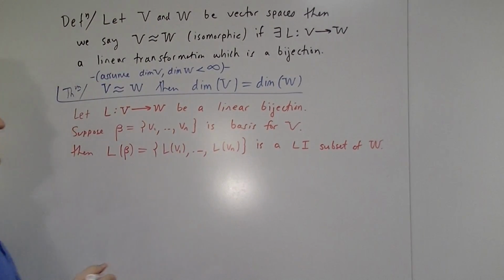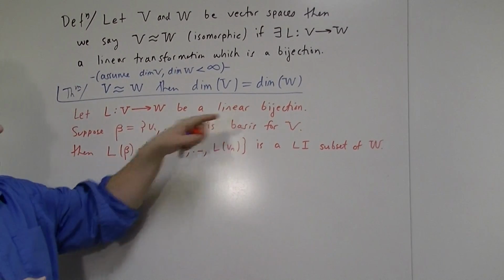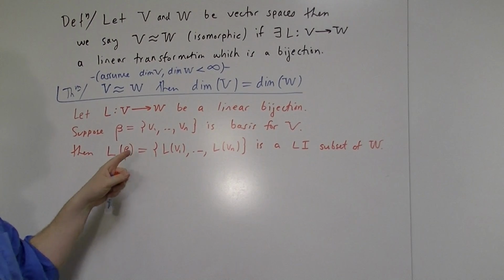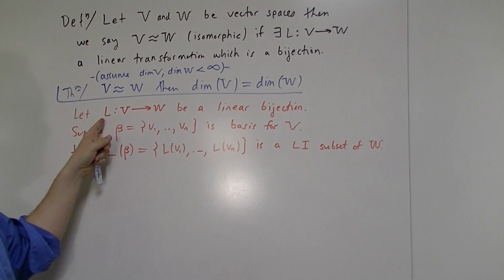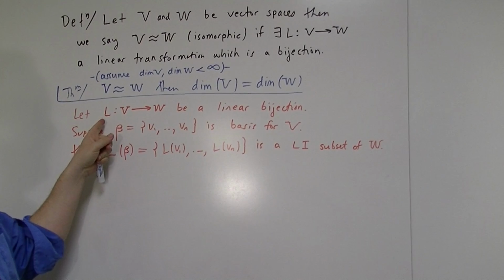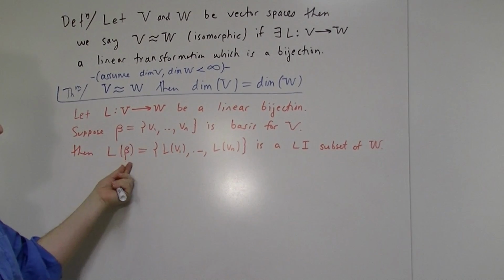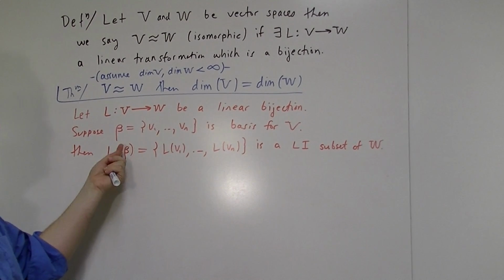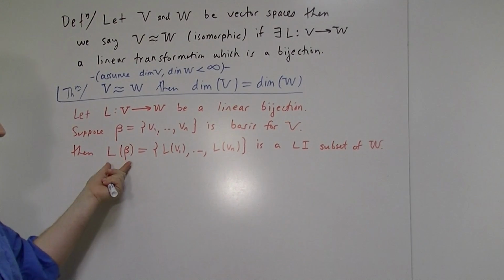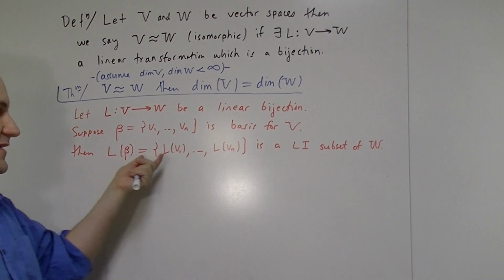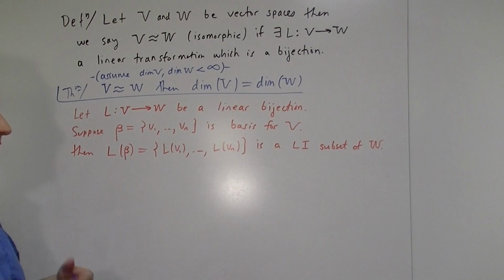Well, we said that L is a bijection, right? We just proved a little bit earlier in this section that if the linear transformation is an injective mapping, then it maps linearly independent sets to linearly independent sets. Of course, beta is a linearly independent set. So the image of beta under L is, again, a linearly independent set. Okay, what else?